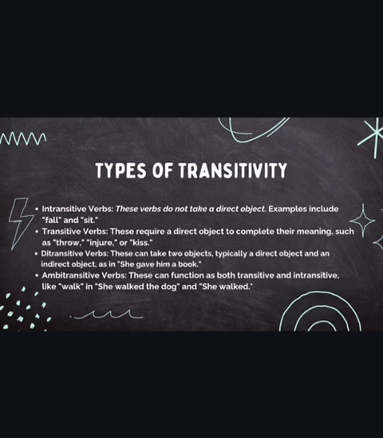And the third one is ditransitive verbs. These can take two objects, typically a direct object and an indirect object, as in "she gave him a book." And the fourth one is ambitransitive verbs. These can function as both transitive and intransitive, like "she walked the dog" and "she walked."